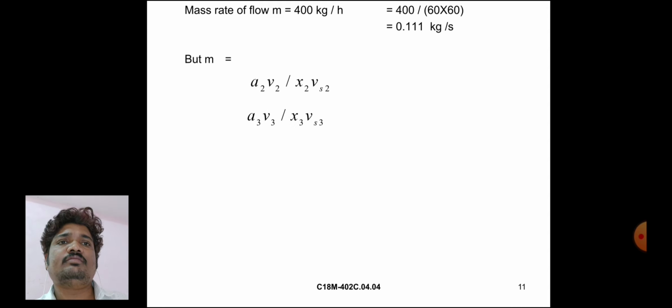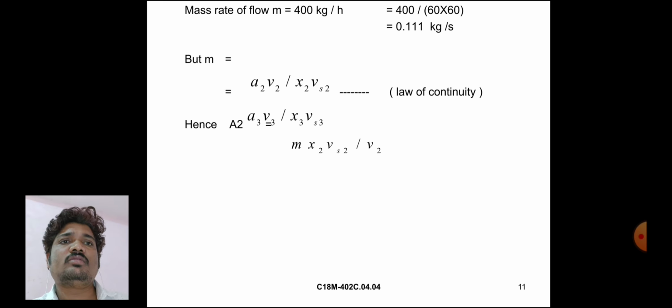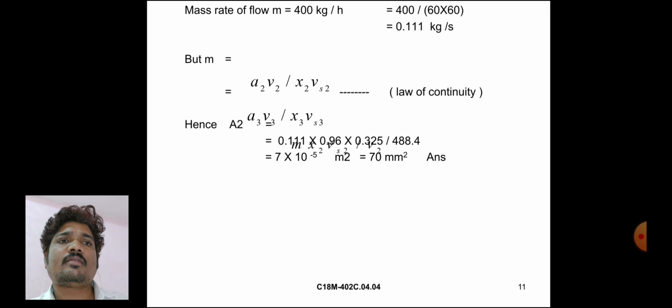The mass flow rate of steam m is equal to A2 V2 by X2 Vs2, by the law of continuity. Hence m is equal to A3 V3 by X3 Vs3. A2 is equal to m X2 Vs2 by V2, and A3 is equal to m X3 Vs3 by V3.